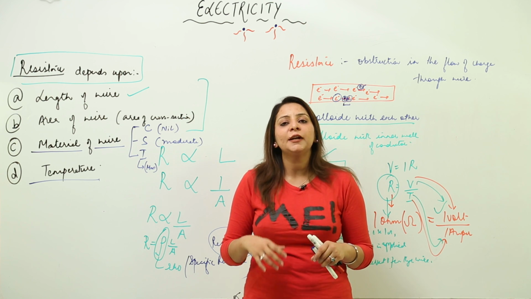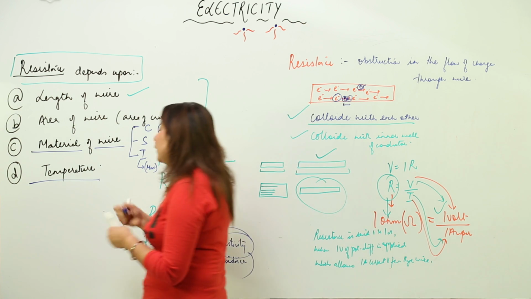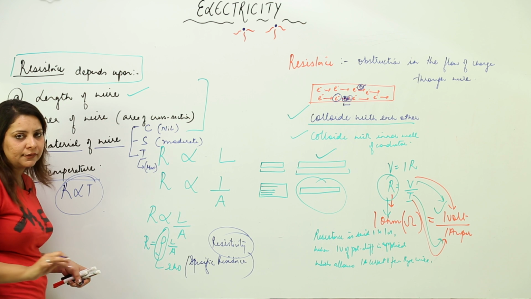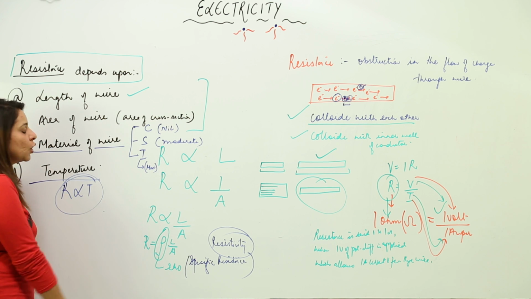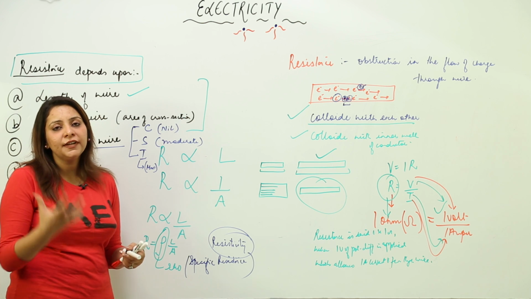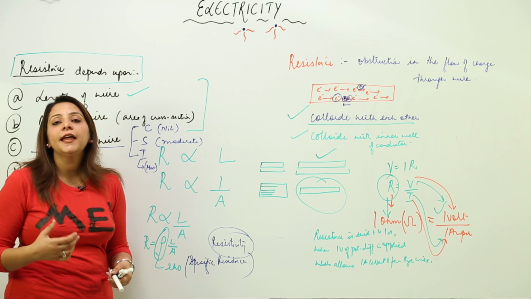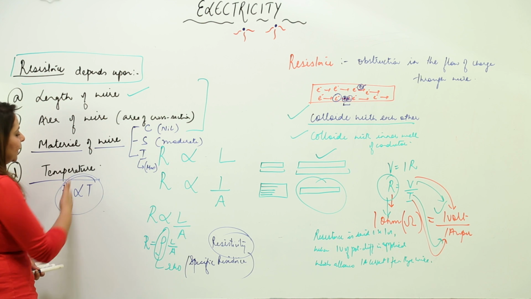More collisions, that means more hindrance, that means more resistance. So we say that resistance is directly proportional to temperature. In most of the cases it is there, but in alloys it is different, we will discuss later. But otherwise, with increase in temperature, the energy of the electrons increases, speed increases, the collisions increase, and therefore the hindrance increases, that is the resistance increases. So these are the factors.